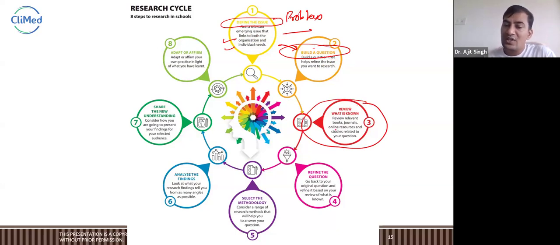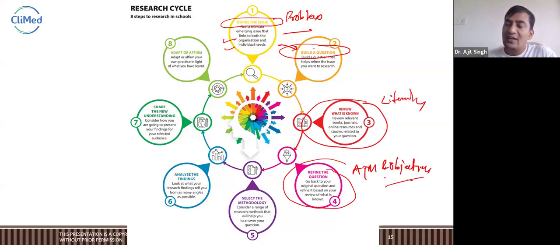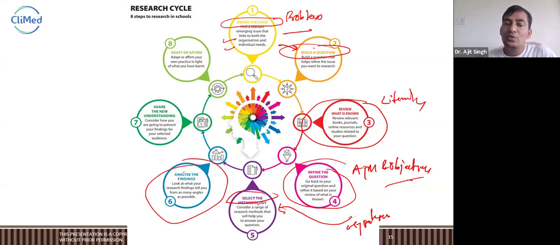After the literature review, you will refine that question into the aim and objectives. Understand? You will create the aim and objectives. And once you have the aim and objectives, you will definitely have the hypothesis. After the hypothesis, you will select the methodology from multiple types of methodologies, and then you will go to collect the data.